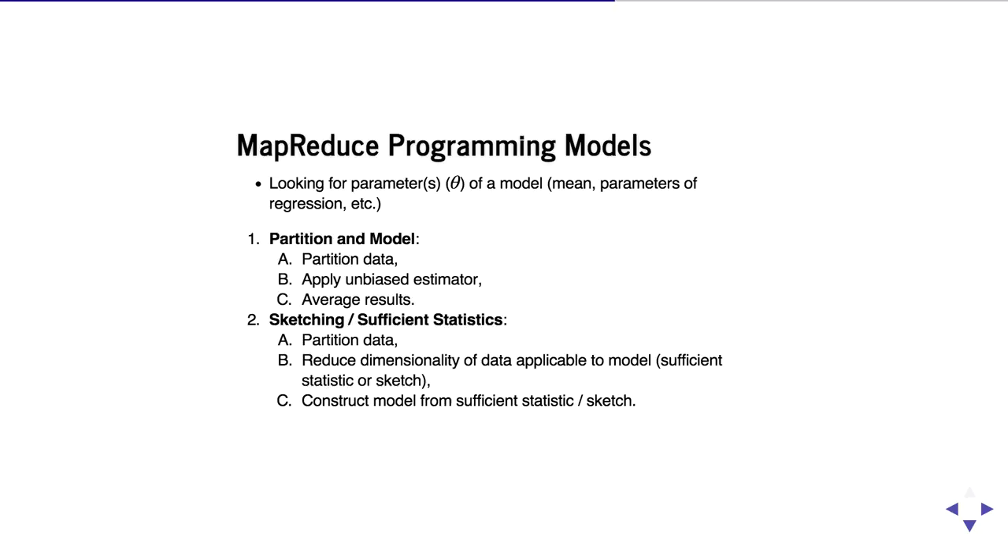Sketching and sufficient statistics, I think, is better if you can use it. But you need to change your paradigm a bit. Basically, you partition the data up and reduce the dimensionality of the data that's applicable to the model. This is basically equivalent to a sufficient statistic. Or if you're in machine learning, in CS, streaming algorithms or online algorithms have a similar concept called a sketch. So I found these are pretty much interchangeable within MapReduce.